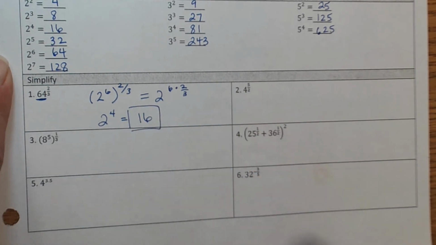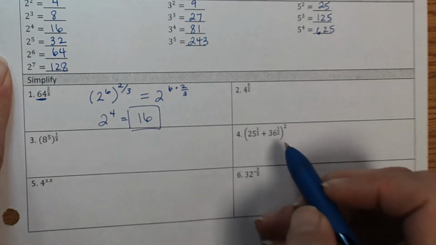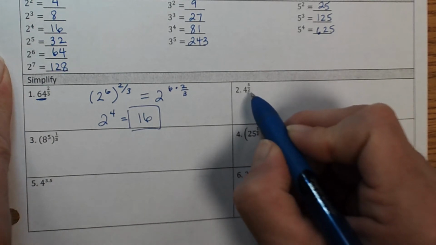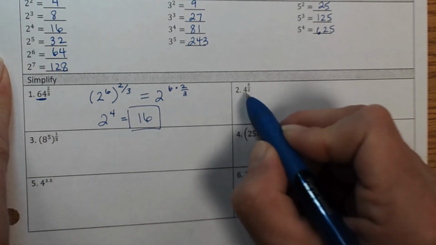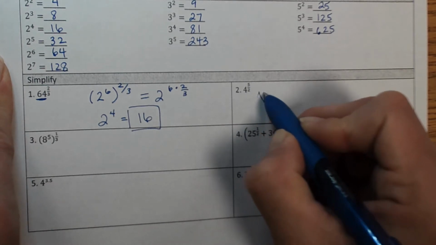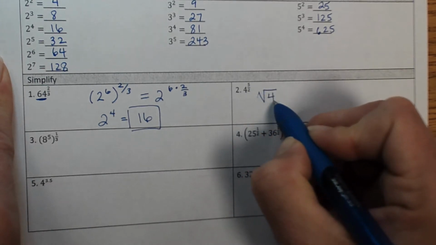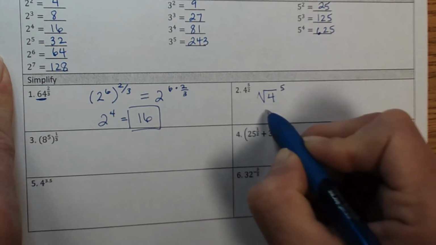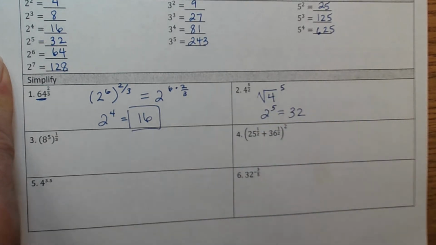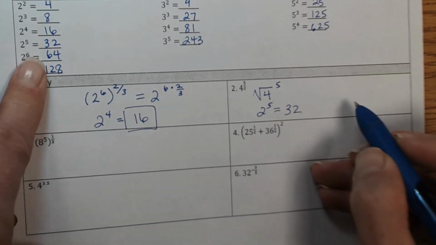All right, over here, we've got 4 to the 5 halves. Now, we can really do this two ways. If we think about this, this is the index: we're taking the square root and then raising it to the 5th. So I could think about it as, what's the square root of 4 to the 5th? That's 2 to the 5th, which is just 32. That's one way we could do it.